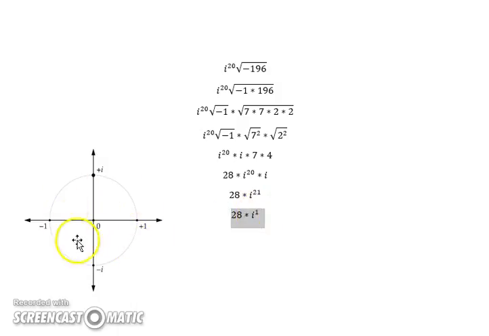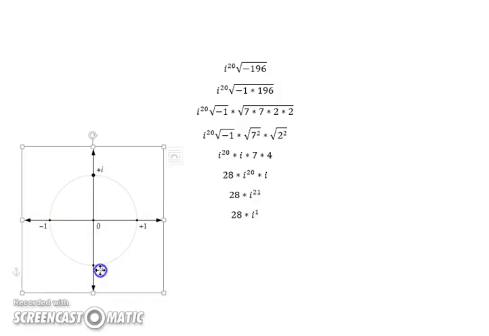The remainder of 0 when we divide by 4 is here. The remainder of 1 when we divide by 4 is here, or i. The remainder of 2 when we divide by 4 is negative 1. And the remainder of 3 when we divide by 4 is negative i. And this is equal to i to the 0th power, i to the first power, i to the second power, and i to the third power.